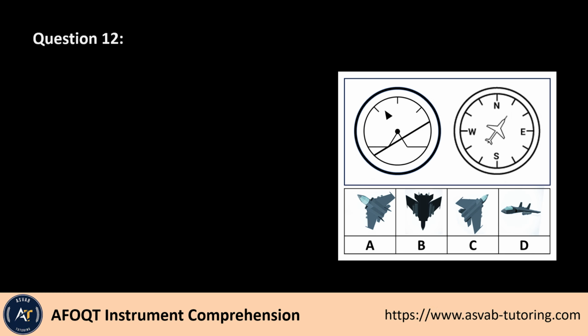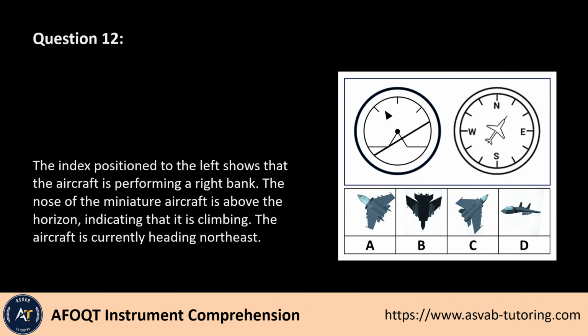Question 12. The index position to the left shows that the aircraft is performing a right bank. The nose of the miniature aircraft is above the horizon, indicating that it is climbing. The aircraft is currently heading northeast. The answer is C.